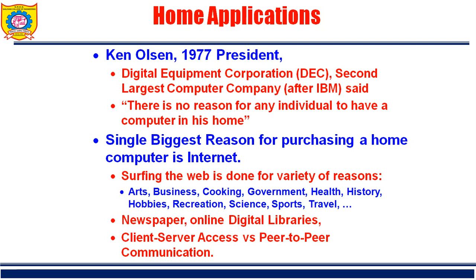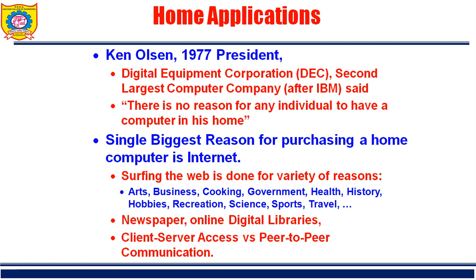First is getting information from the internet. It may be information related to arts, business, cooking, government, health, history, hobbies, recreation, science, sports, and travel. A lot of things come as information by surfing the web. Everybody knows that the Google search engine is the best engine where we can get any type of information as per our requirement. Then reading the newspaper, and reading online books, which we call online digital libraries.